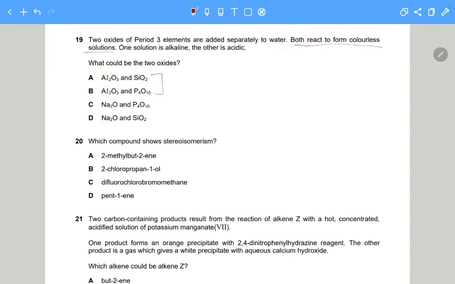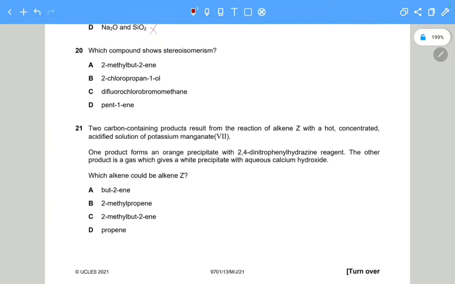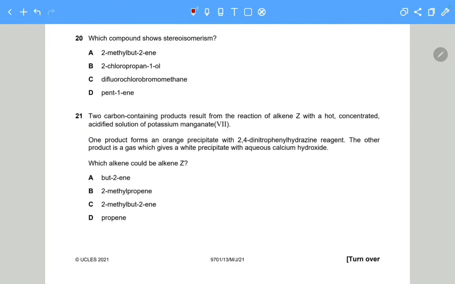Sodium oxide and P4O10. So sodium oxide will dissolve to give NaOH, which is alkaline, and P4O10 will dissolve to give phosphoric acid, I think. Yeah, and that will be acidic, and therefore this can be the correct answer. Sodium oxide and silicon dioxide will not dissolve, so this can't be the answer, and therefore option C is the answer. Question 20. Which compound shows stereoisomerism?